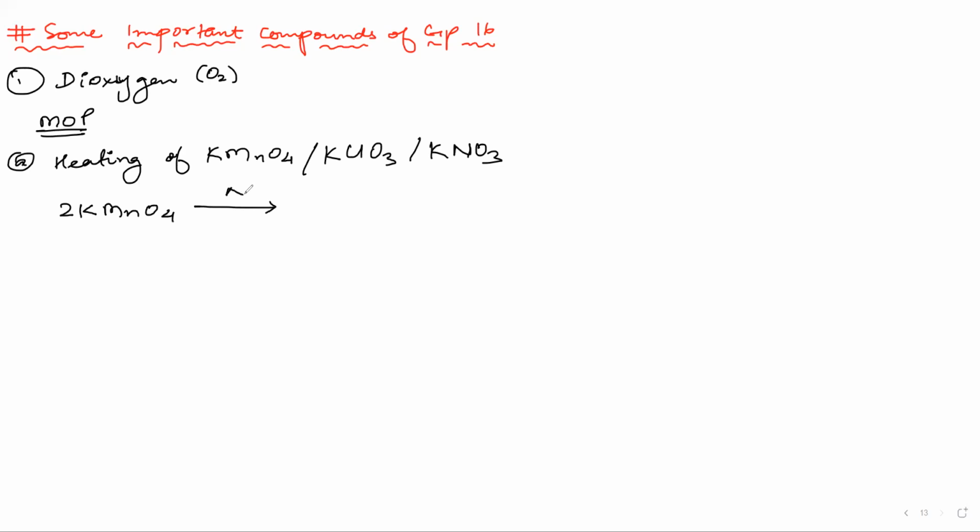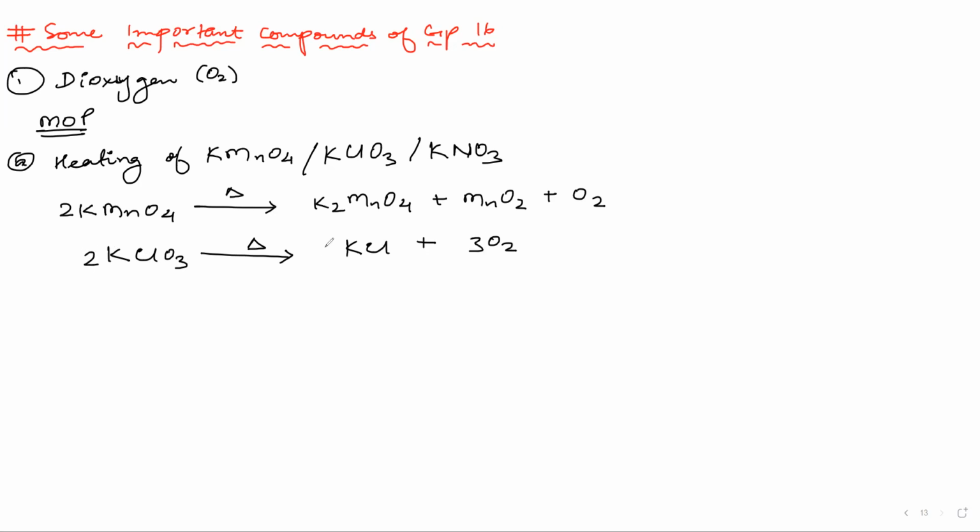When you heat KMnO4, you will get K2MnO4 plus MnO2 plus O2. If we have KClO3 and we heat it, we will get KCl plus O2. Oxygen is 3 here, so we will put a 2 and a 3 here, and a 2 here. Is this balanced now?